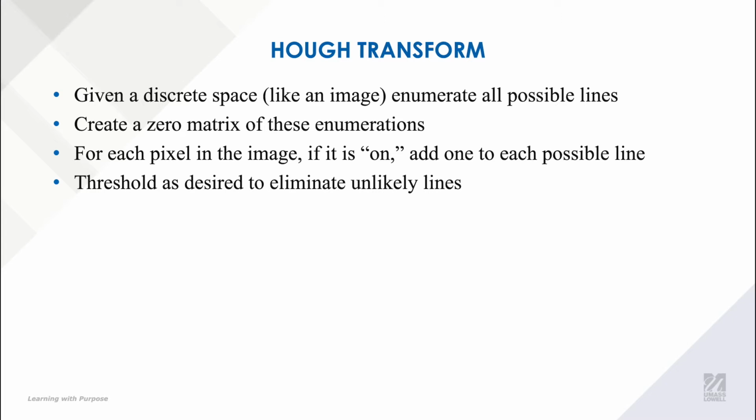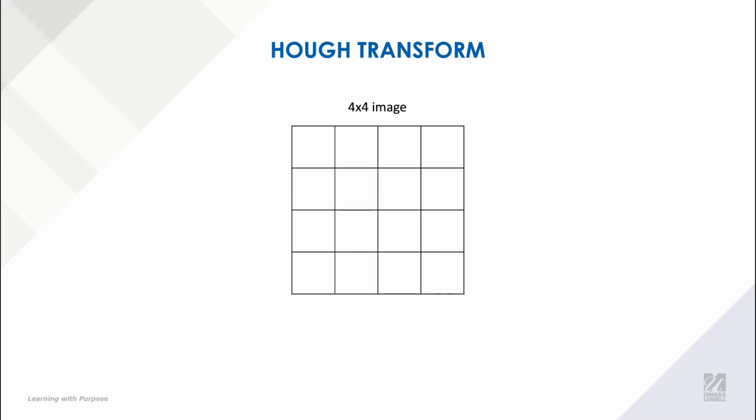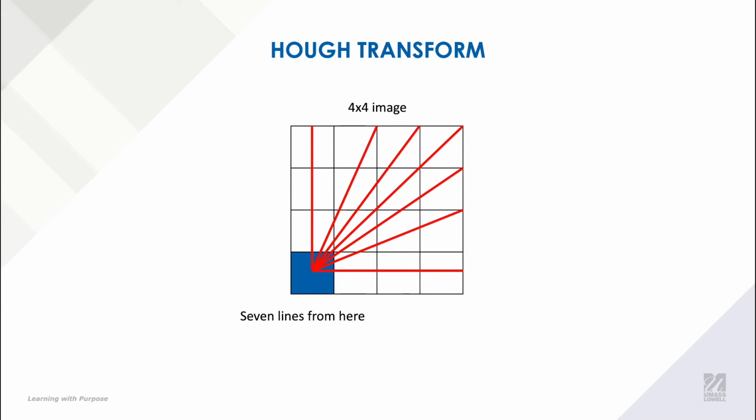You may still get some spurious ones, but in general, you want to set a threshold smartly so you can avoid that. Let's play with this a little bit. So let's say we have a 4x4 image here. First thing we'd want to do is just look at it and enumerate all the possible lines.